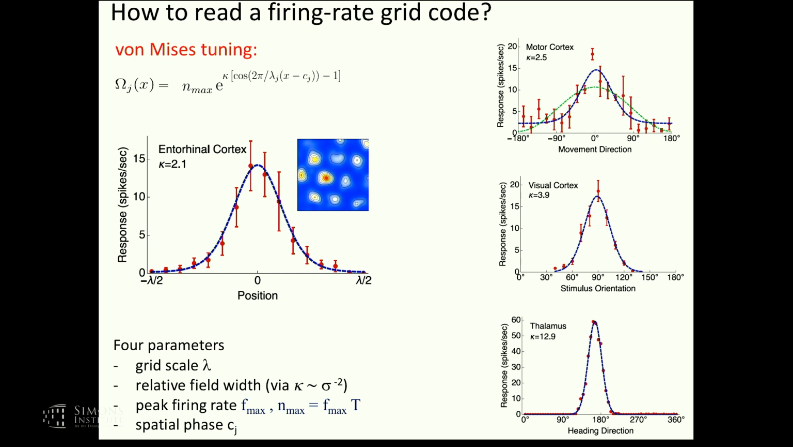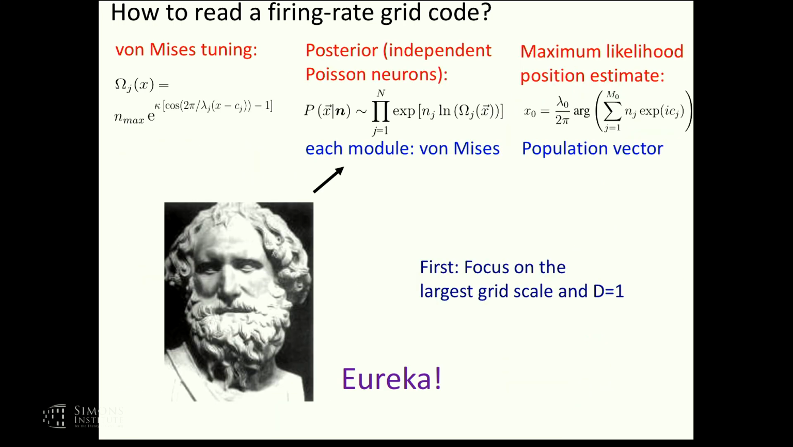Quite often people, for example, in motor cortex, speak about sine or cosine tuning. In fact, if they fitted the curves with a von Mises, they get much better results. So von Mises tuning is not only a mathematical hack, but it seems to really capture the firing properties of a whole range of neurons: motor cortex, visual cortex, thalamus. They're all nicely fit by von Mises tuning curves. But there is more to that.